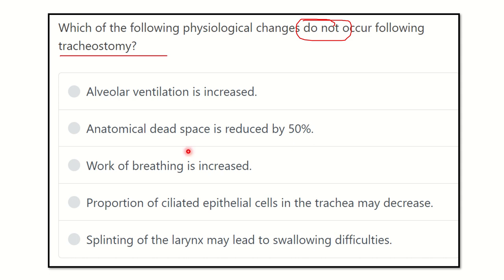Here the options are: alveolar ventilation is increased, anatomical dead space is reduced by 50%, work of breathing is increased, proportion of the ciliated epithelial cells in the trachea may decrease, splitting of the larynx may lead to swallowing difficulties. So we have to find out the one option which will not occur after a tracheostomy procedure.